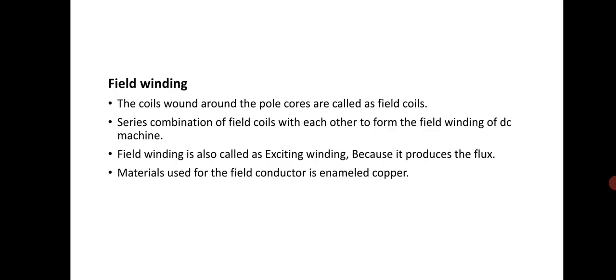The coils wound around the pole core, that is one field coil. Since this is not a shunt or parallel connection, if the field coils are in series combination with each other, they form the field winding. What is the other name of field winding? That is exciting winding, because it produces the flux. What are the materials used for field conductor or field winding? Enameled copper.